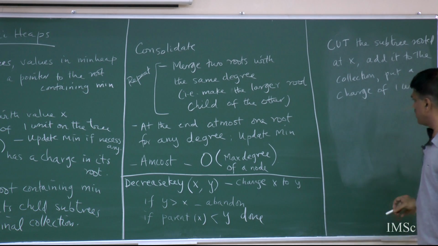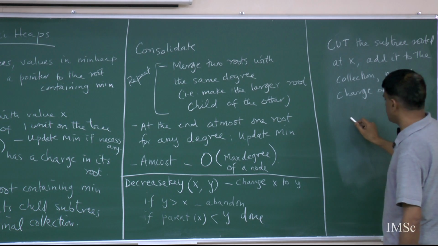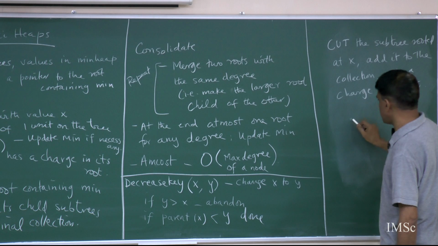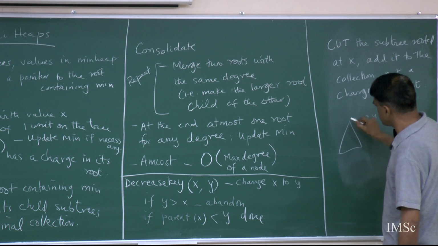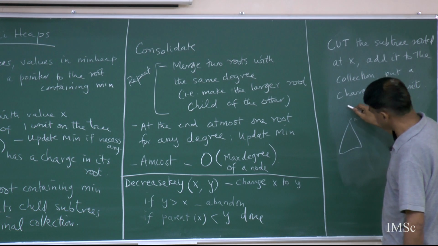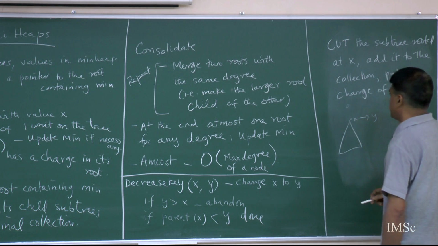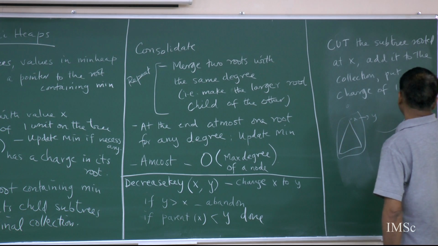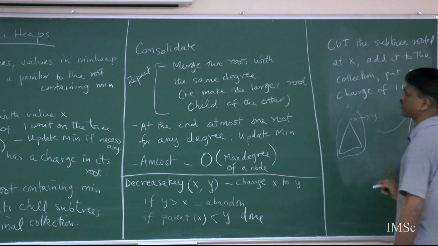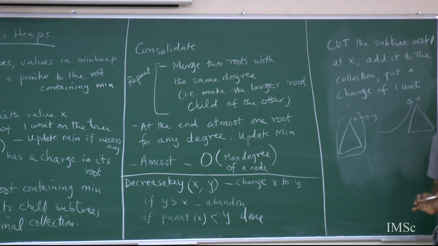Okay, so I have this tree which is x, which has got changed to y, and I have something here. This turns out to be bigger than or smaller than its parent, so I will cut this subtree, add it to my collection, and put a charge of 1 unit. Okay? But to avoid arbitrary cuts to any subtree, I want to do it a little more carefully.